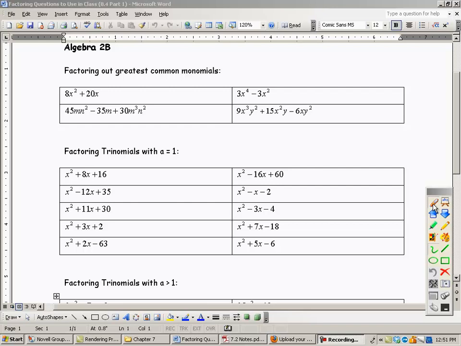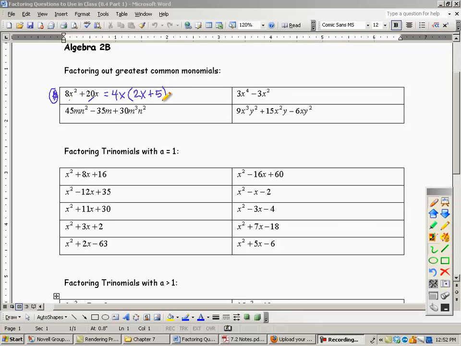I'm going to start with this first one. I'm going to do this one right here, and I'm looking for the greatest common monomial. Means what can you pull out of each? Well, if I look at 8 and 20, the biggest number between them is 4. And they both have an x, so I can take out a 4x. So what do you have left? Well, 4x times 2x makes the 8x squared. And 4x times 5, a positive 5, gives you 20x.